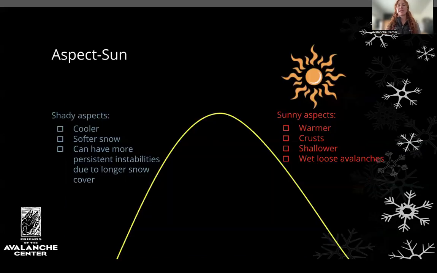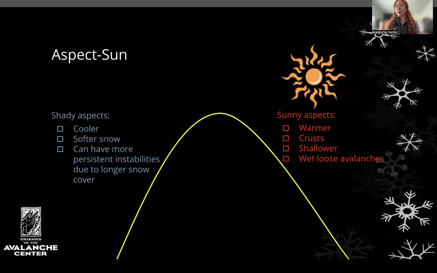Aspect as it relates to the sun. So shadier aspects, which would be your more northerly aspects, they're often cooler, softer snow, and can have more persistent instabilities due to the longer duration of snow cover.